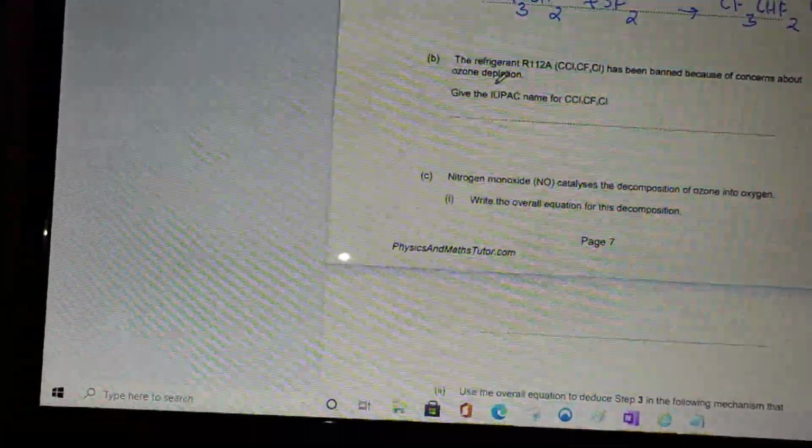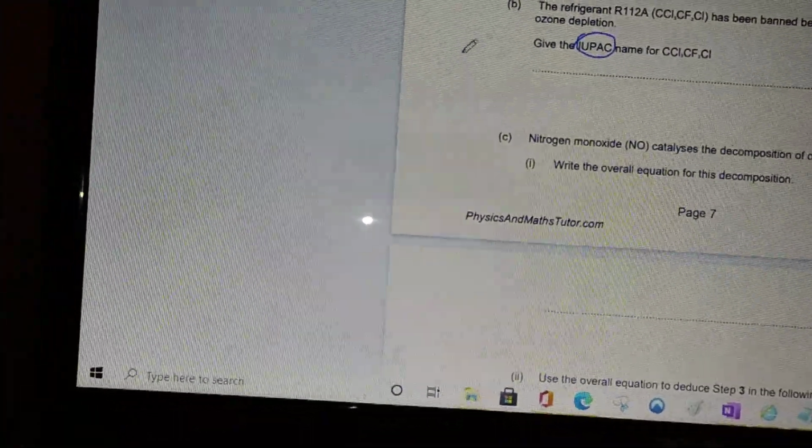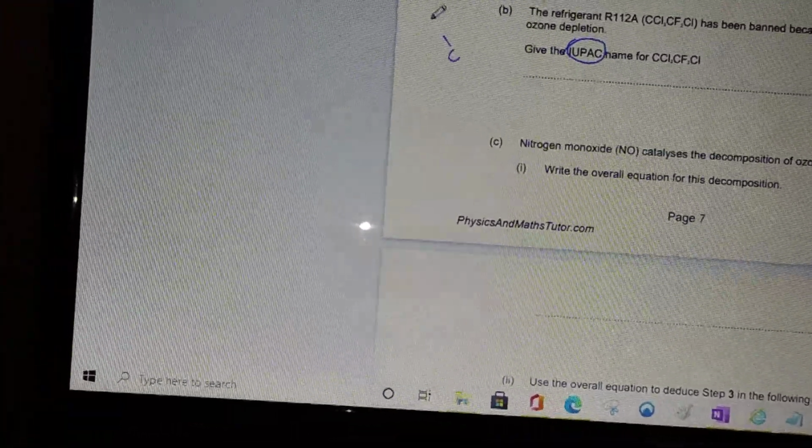Now they've given us IUPAC naming as well. You have to be very good with your IUPAC naming now. So first of all, we'll draw out the structure.